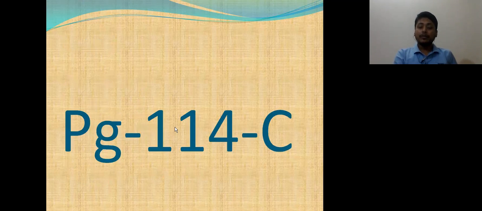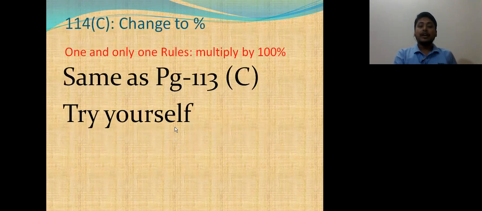Okay. Now the same page, number C. And number C is to convert into percentage.